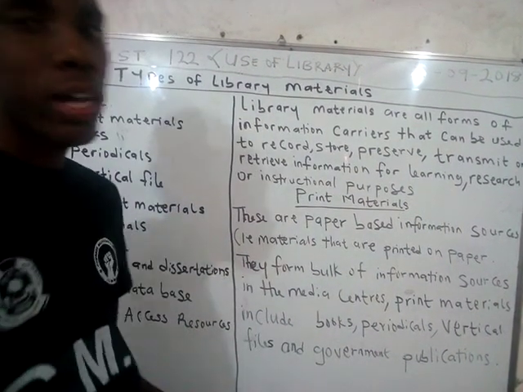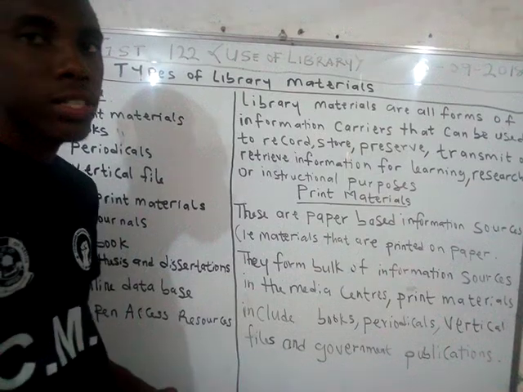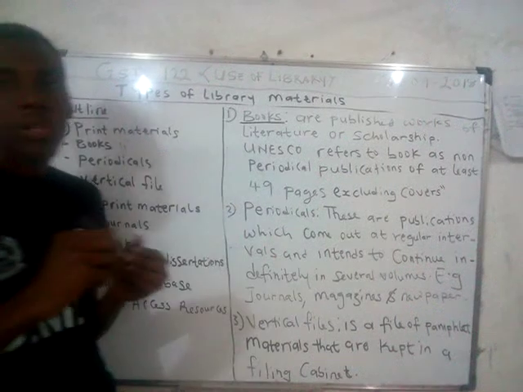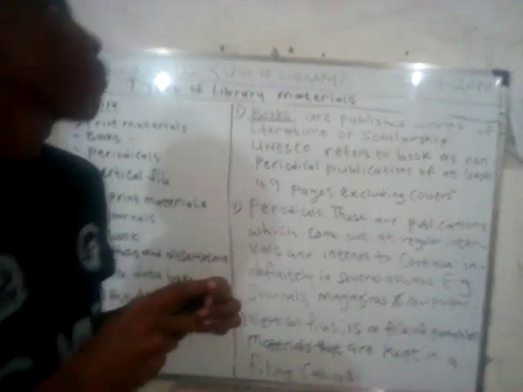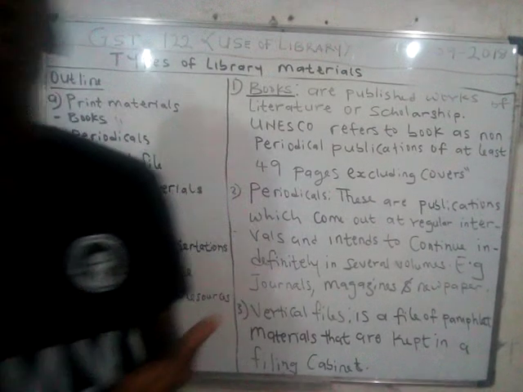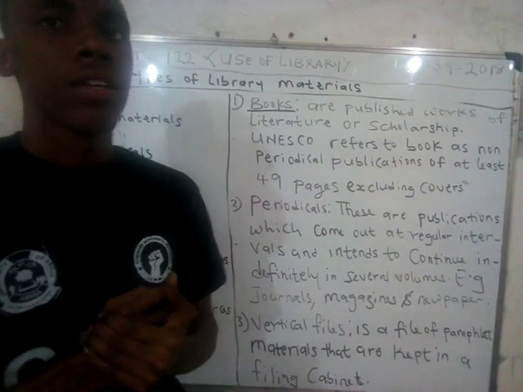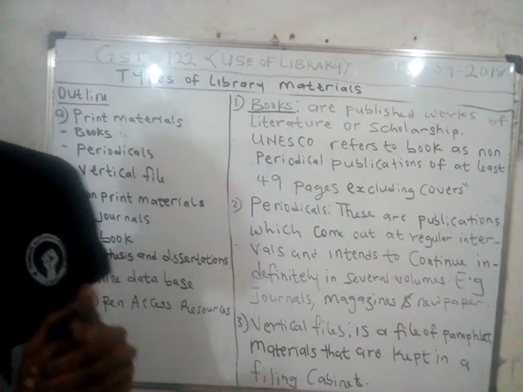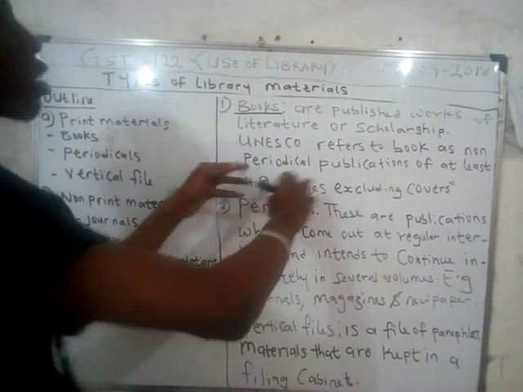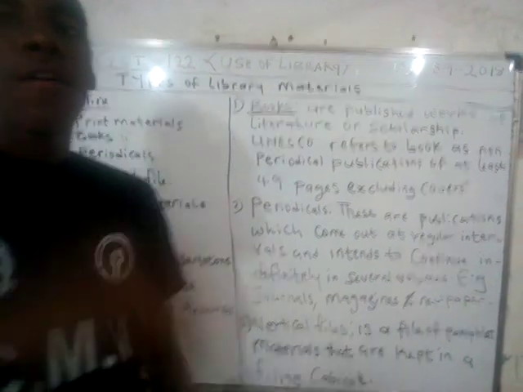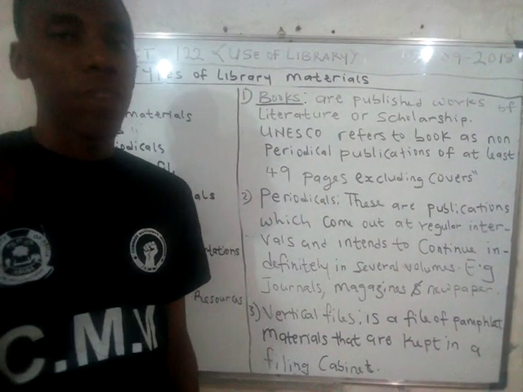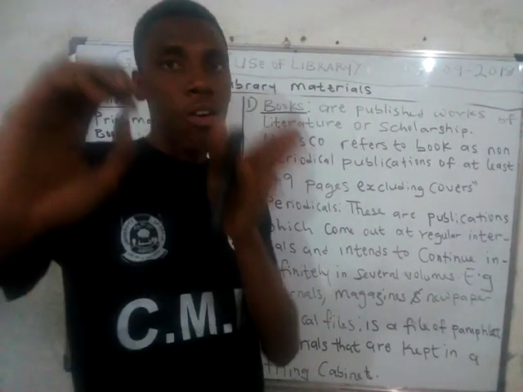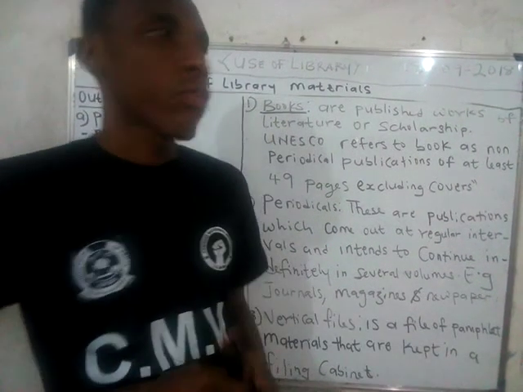We are going to look at books right now. So let us consider what a book is. The first print material we're going to talk about is the book. Books are published works of literature and scholarship. UNESCO refers to a book as a non-periodical publication of at least 49 pages excluding covers. That means anything, minus the cover, that has at least 49 pages and above is referred to as a book.